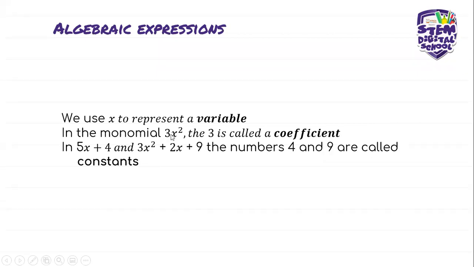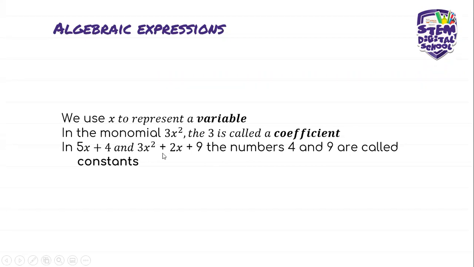This 3 is also called a coefficient. We call it the coefficient of 3, the number that is just next to the variable. The variable in this case is x squared, and the number just next to the variable is known as the coefficient.